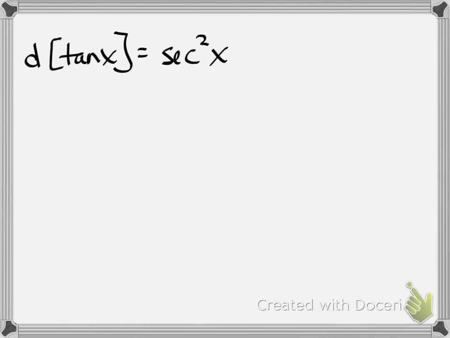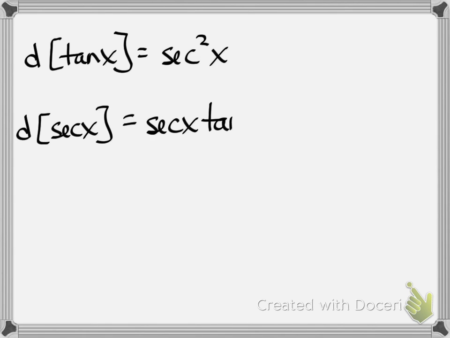But I'm not exactly sure why it works that way, but that's just it, and we just memorize it. And the derivative of secant x is secant x tangent x. Secant x times tangent of x. So notice both of those are trig functions that don't start with a co. So let's put their cohorts up here.